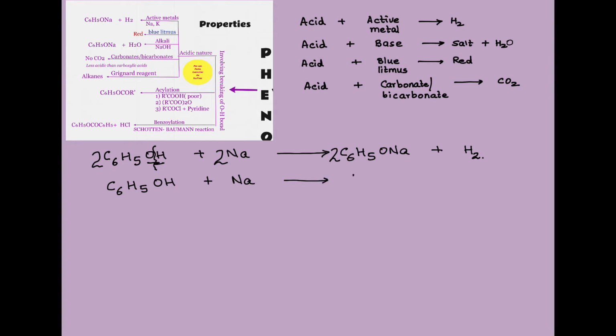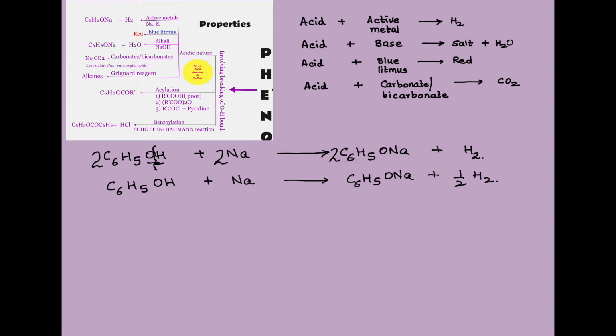C6H5OH plus Na gives you C6H5ONa plus half hydrogen. Now this half is only to indicate that for one molecule of phenol, one atom of hydrogen is liberated. Both the equations mean the same thing. There is nothing wrong with either of them. So either you put half hydrogen and you keep these as 1, 1, 1, or you take one molecule of hydrogen and the rest of the equation takes a coefficient 2.